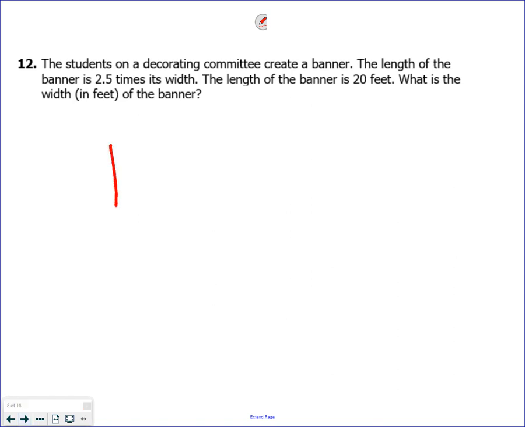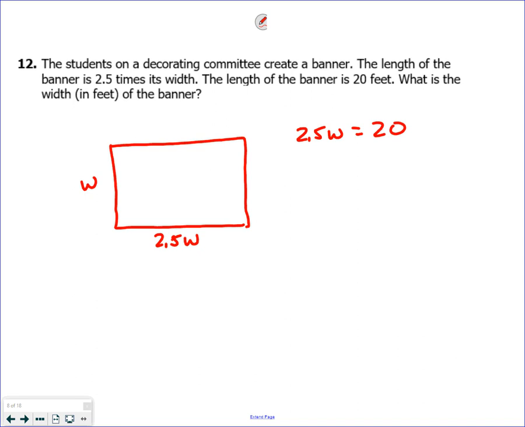All right, so I'm going to draw myself a little picture here. I've got a banner. You can get as decorative as you'd like. The length of the banner is 2.5 times the width. So here's the width. This would be 2.5 times the width. You're told that the length of the banner is 20. Okay, so 2.5 W equals 20.